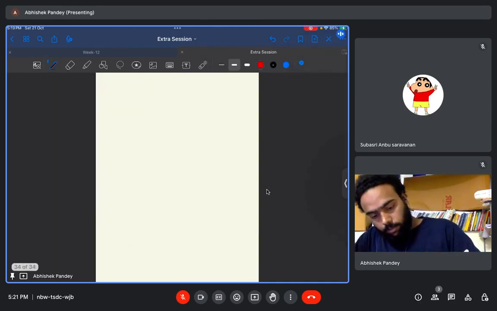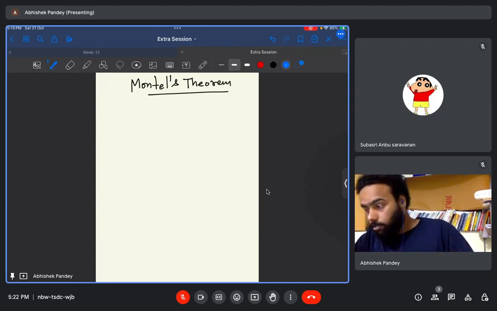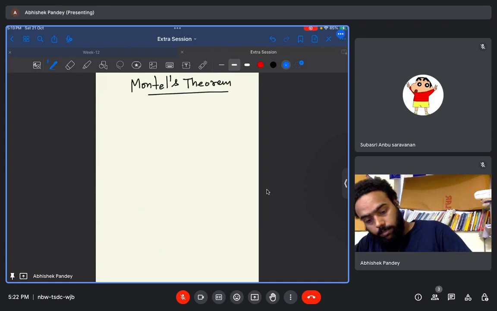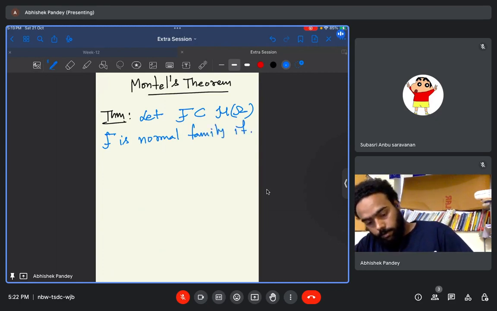Now I will state a more important theorem, which is known as Montel's theorem. The statement is like this: let F be a family in H(omega). F is a normal family if and only if F is locally bounded.